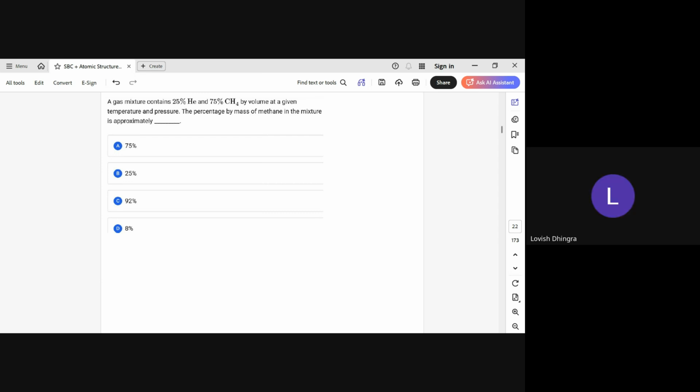3 or 4? So 3. Mole fraction will be 1/4 for helium and 3/4 for methane. Then 1 mole of helium weighs 4 grams, and 3 moles of methane weigh 48 grams. So 4 by 48 plus 4, into 100.